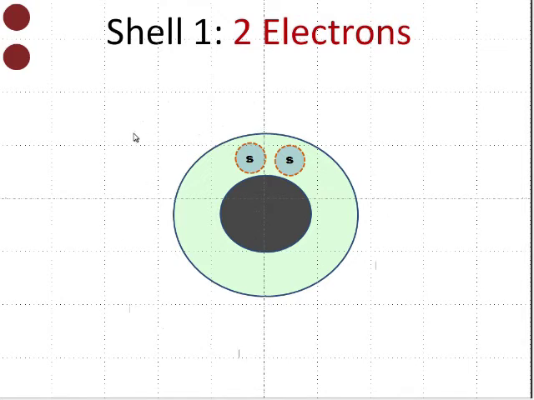Okay, let's consider hydrogen. Hydrogen has 1 electron. That 1 electron is housed within the first shell. More specifically, it is housed within a 1s orbital. Therefore, hydrogen, with 1 electron in its shell, has 1 valence electron.